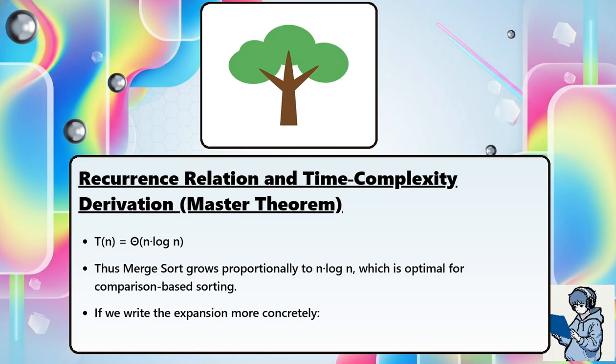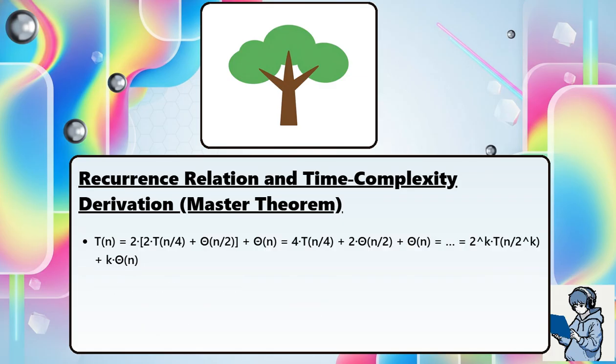If we write the expansion more concretely, T(n) equals 2 times [2 times T(n/4) plus Theta(n/2)] plus Theta(n), equals 4 times T(n/4) plus 2 times Theta(n/2) plus Theta(n), equals 2 to the k times T(n/2^k) plus k times Theta(n). When n/2^k equals 1, that is k equals log base 2 of n, we obtain T(n) equals Theta(n log n).